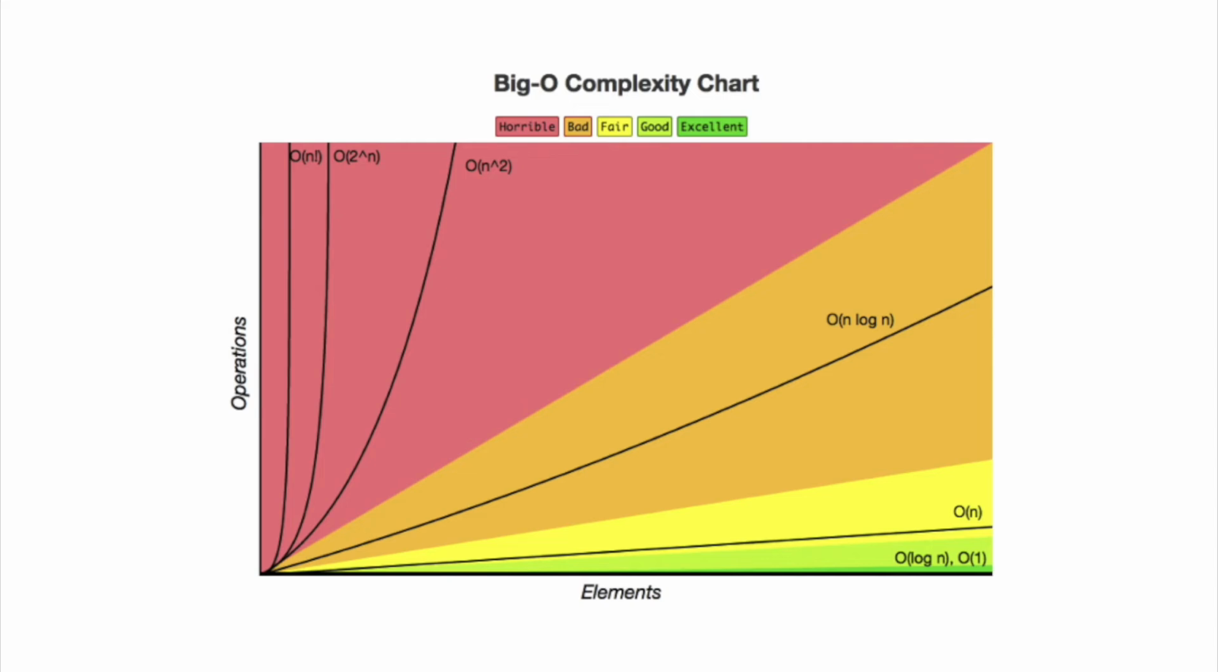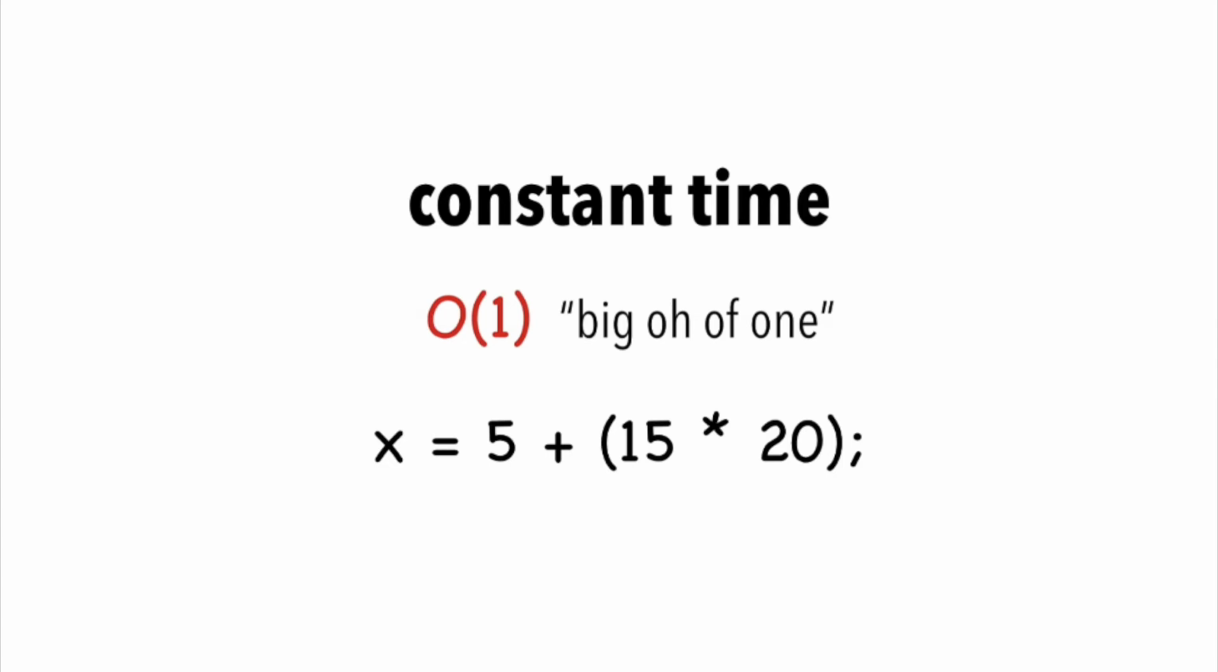Then you've got the sorting algorithms, big O of n log n, big O of n squared, and then the factorial ones, which take almost forever to sort out bigger lists. So how is big O worked out?